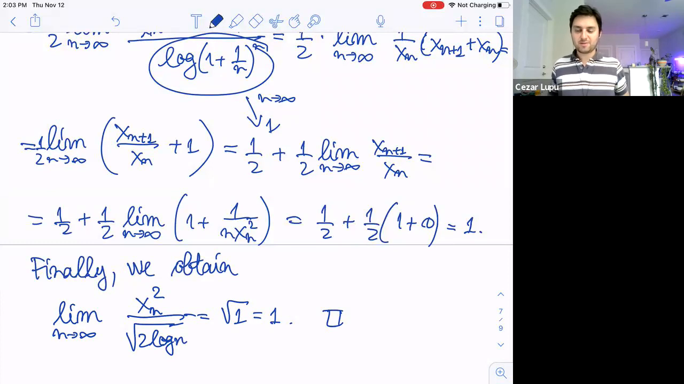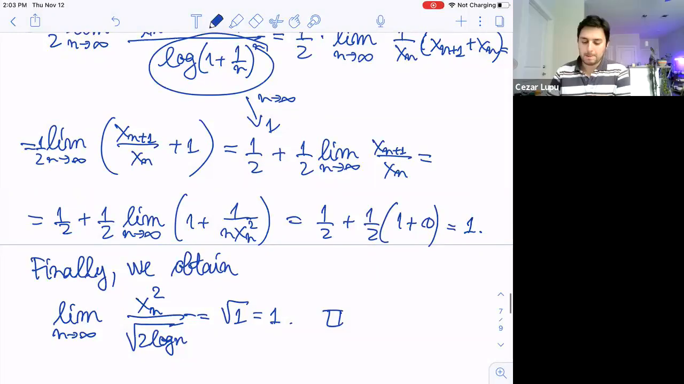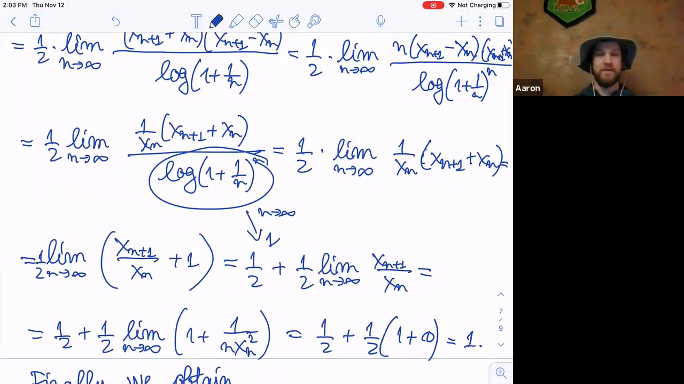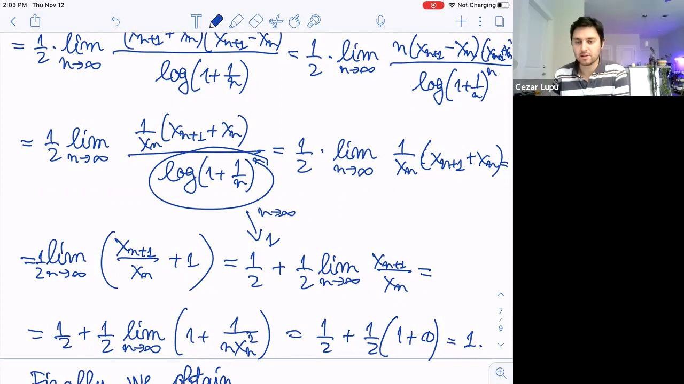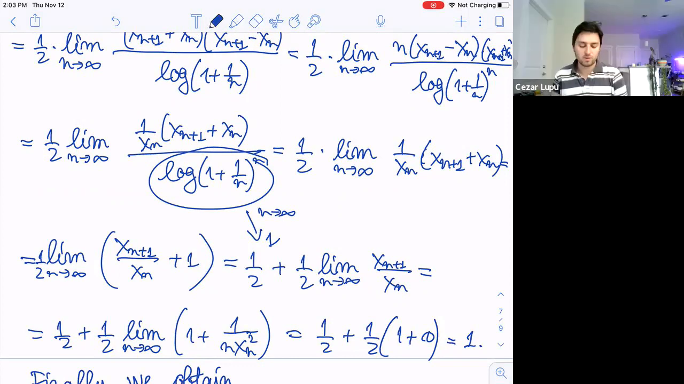All right, Aaron, you had some questions? Yeah, the Cesàro-Stolz theorem, is that the discrete version of L'Hopital's rule? When you get an indeterminate, you can do what you just did, basically? Yes, it's exactly the discrete version of L'Hopital. So you have the infinity over infinity and 0 over 0.